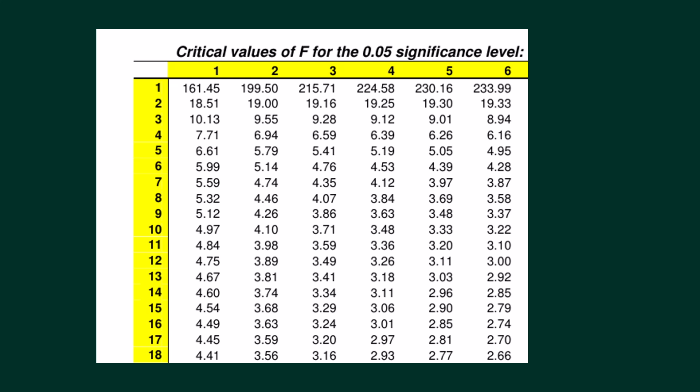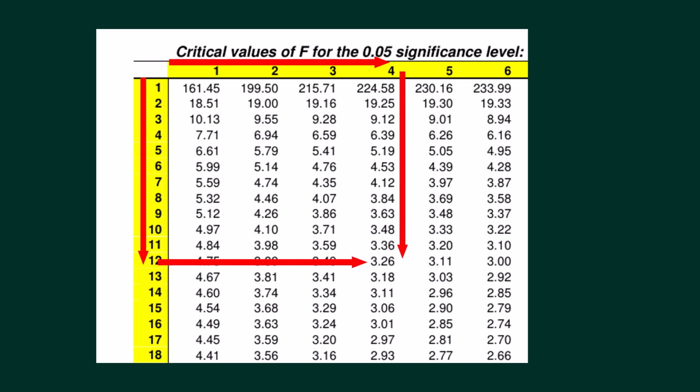First, let us find the F value for MSC. Its numerator degrees of freedom is 4. Move horizontally to 4. Its denominator degrees of freedom is 12. Move down vertically to 12. Then move down vertically from 4 and move horizontally from 12. The meeting point determines the F critical value. It is 3.26. This value is already displayed in the table.